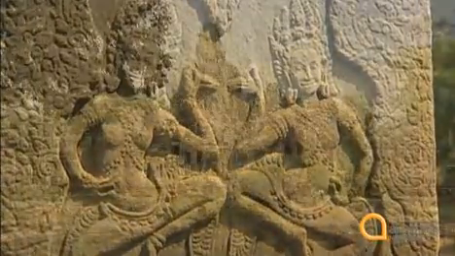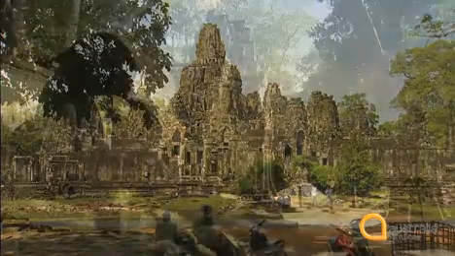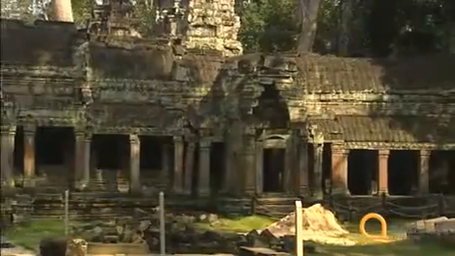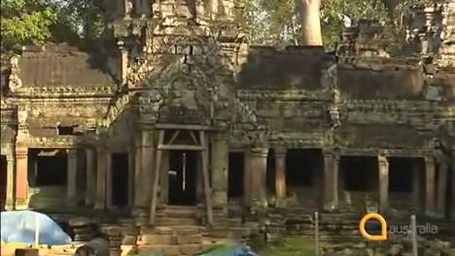The true significance of the place is that it's probably the world's most amazing collection of religious monuments. What you see here is a scale of engineering and aesthetic beauty and a complexity that isn't really seen at any other collection of monument sites around the world.